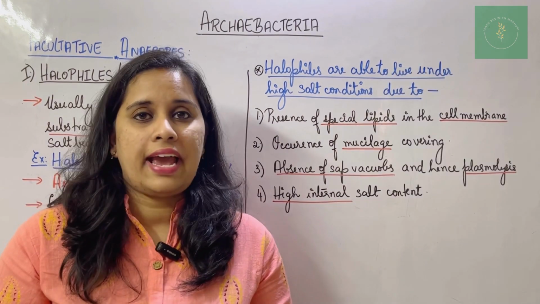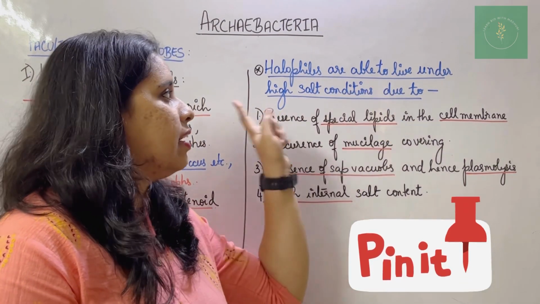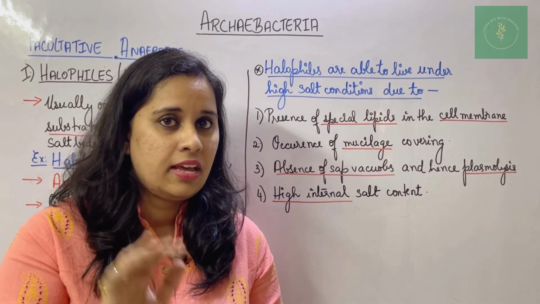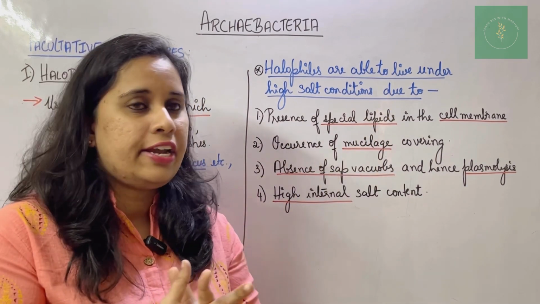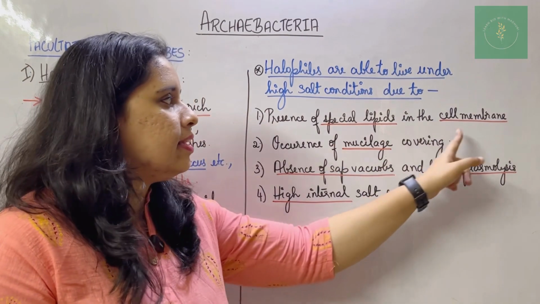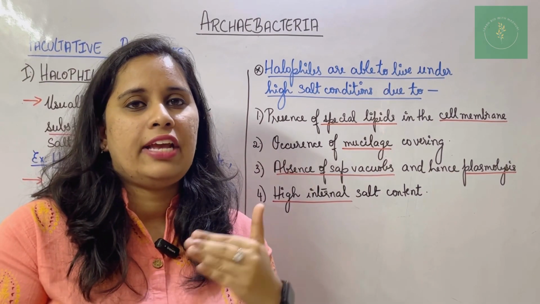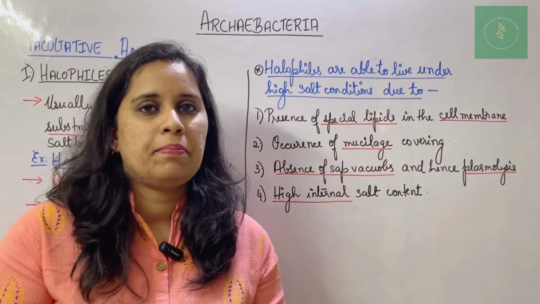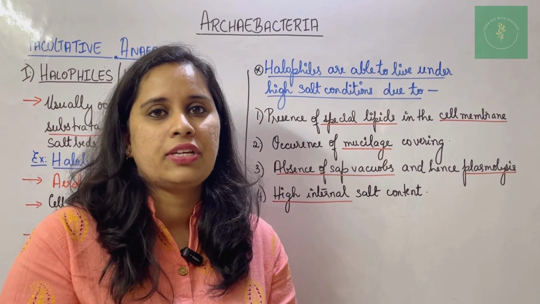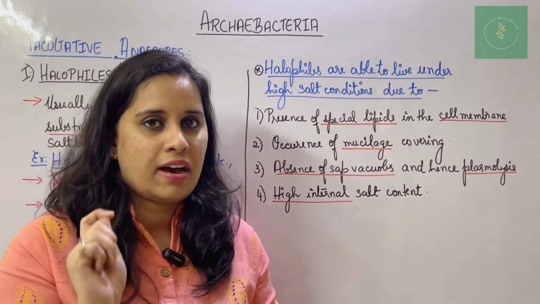There might be a question arising in your competitive examination like, halophiles are able to live under high salt conditions due to, and there might be certain options. So let us see how they can live under these conditions. The first point, presence of special lipids in the cell membrane. Second, occurrence of mucilage covering. Mucilage is nothing but a gelatinous envelope which is like a wall to the bacteria. So that's called mucilage covering.